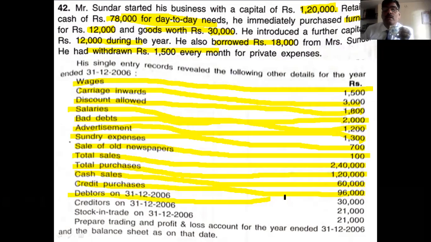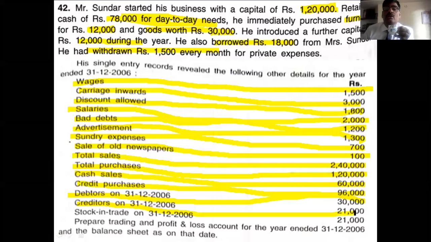Then debtors closing balance goes to debtors account, balance carried down, and goes to balance sheet. Creditors closing balance goes to creditors account debit side, to balance carried down, then take in the balance sheet. And stock at the end of the year, you take in the trading account, then take in the balance sheet. These are the items you have to enter. In this way you enter the transactions, find the missing information, then prepare the trading profit and loss account and balance sheet.